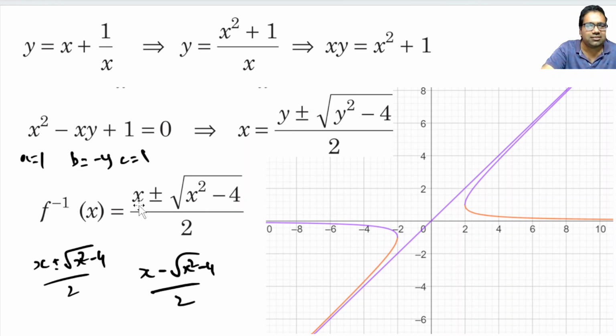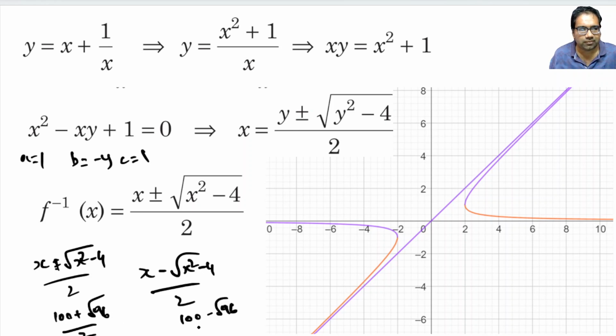Let's say x is a very big number, around some 100. So what will this become? X plus under root x square minus 4 by 2, and x minus under root x square minus 4 by 2. When x becomes very large, let's say 1000, 10,000, this 4 is significantly very, very small, right? Under root x square minus 4 will be close to x. When x is too big, then minus 4 doesn't matter.